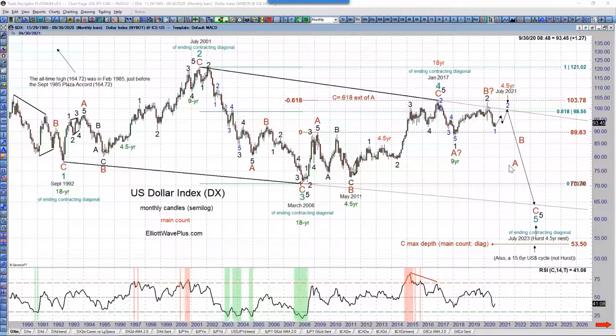First, I'd like to start today with what I think is the most important item to track in the markets today, and that is the U.S. dollar index. It appears to me that the U.S. dollar index is a linchpin at this time for the entire market.